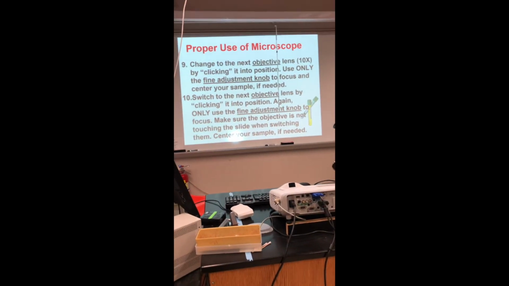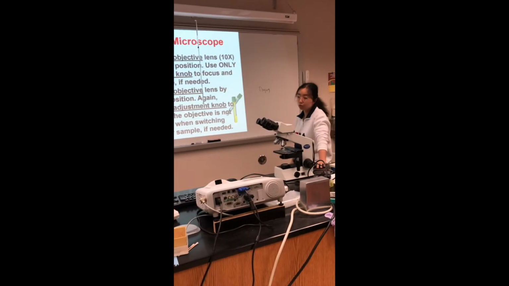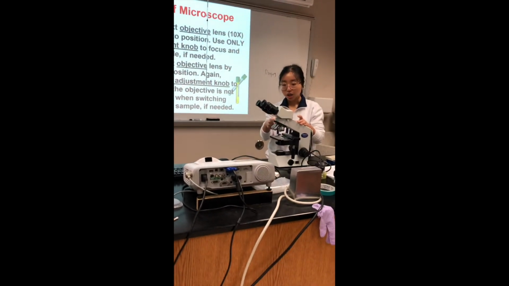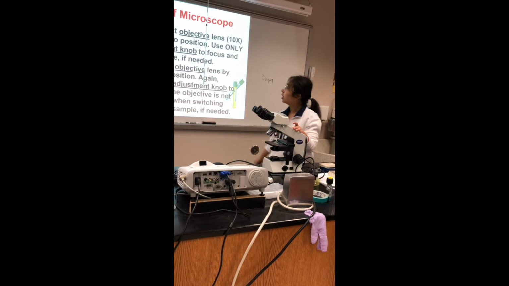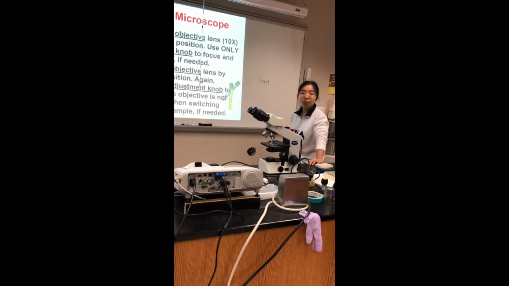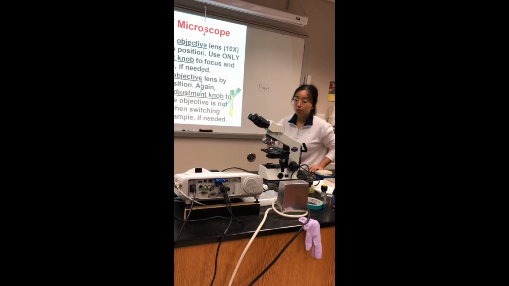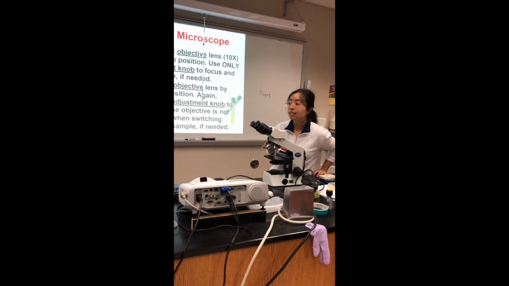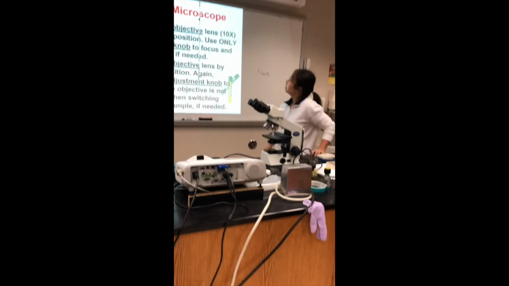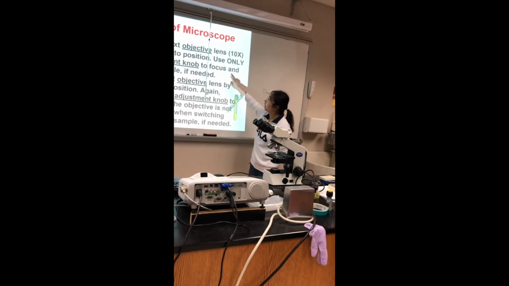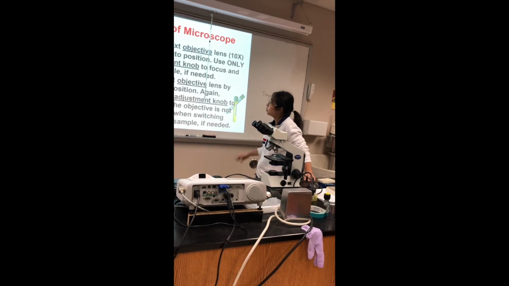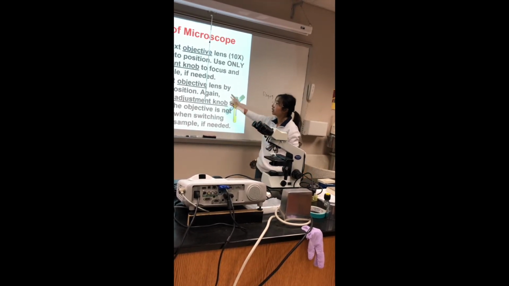So we are going to change from 4 times to 10 times. So use the nose piece to change to 10 times. And when you change to the correct position, you are going to hear a clicking sound. Use only the fine adjustment knob to focus and center your sample. If needed, switch to the next objective lens by clicking.